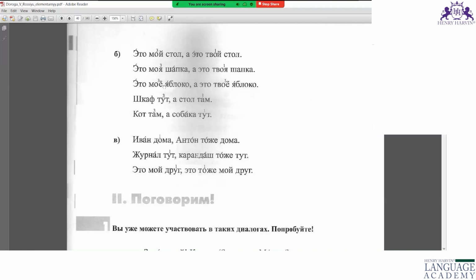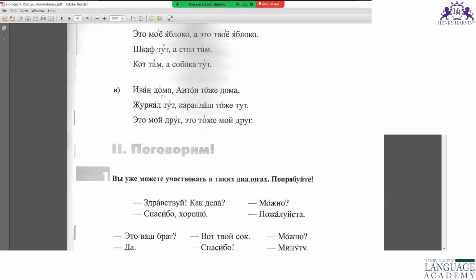You see, we have opposite here, мое, твое, and here we have opposite, тут, там, here, there. So we have something different in these parts of a sentence. Кот там, а собака тут. The cat is there, and the dog is here. Иван дома. Антон тоже дома. Okay, Ivan is at home. Anton is also at home. Тоже is also, we studied last lesson. Журнал тут, карандаш тоже тут. Это мой друг. Это тоже мой друг. This is my friend. This is also my friend.